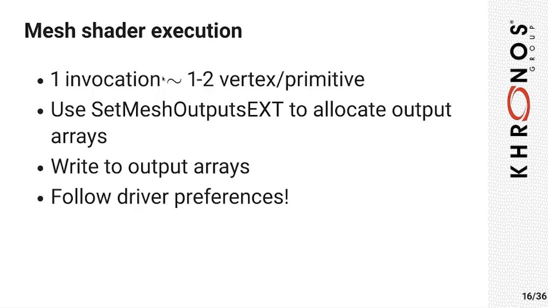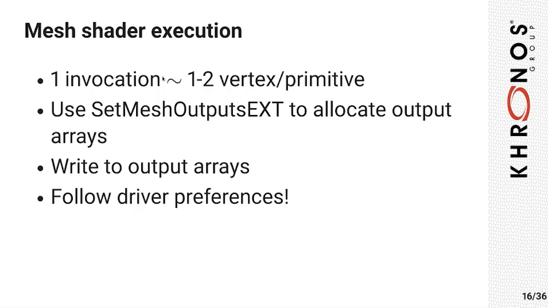After that, the mesh shaders are launched. And here, typically, one mesh shader invocation processes one, maybe two vertices and primitives. So the first thing that a mesh shader has to do is determine how many vertices and how many primitives this meshlet has. And then in the shader, you should call this SetMeshOutputsEXT, and that will allocate the space for those vertices and primitives. After that, you can write the vertex data and the primitive data to these output arrays.